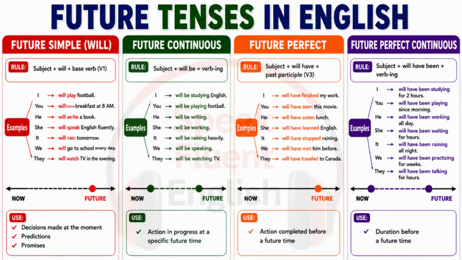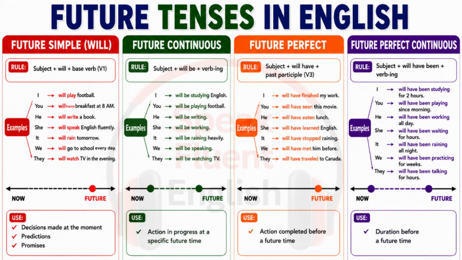Now, future perfect. We use the future perfect for actions that will be completed before a specific time in the future. The rule is subject plus will have plus past participle, V3. For example, I will have finished my work.